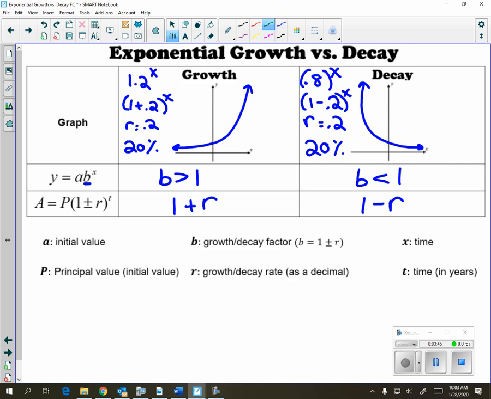The only thing not listed on here is what A is equal to. This is going to be your future amount. So if your principal was $16,000 with a rate of 20% for 5 years, A is how much you're going to have at the end of 5 years.